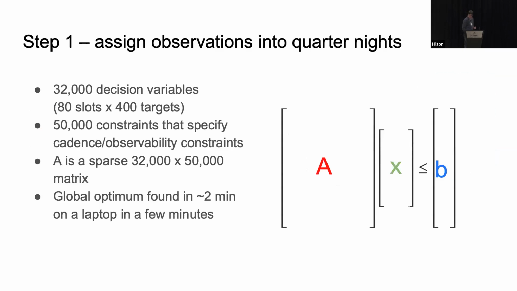So this is a multi-step process. Step 1 is to assign all of the observations into quarter nights. And this amounts to finding the optimal set of about 30,000 decision variables subject to 50,000 constraints that specify the cadence. And this problem can be solved in about 2 minutes on a laptop.